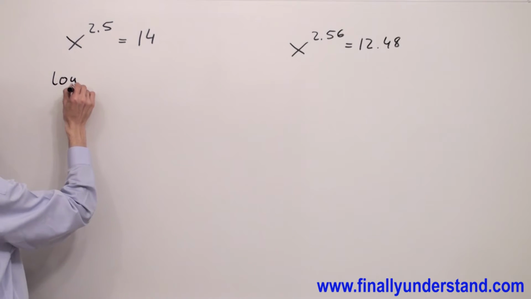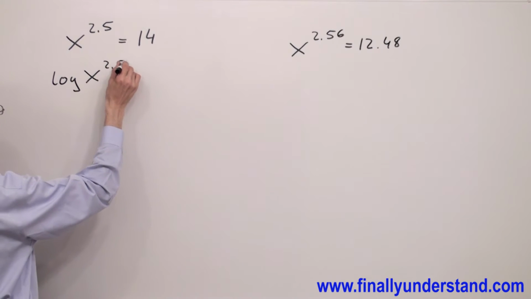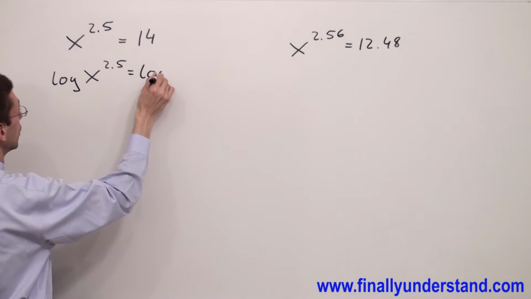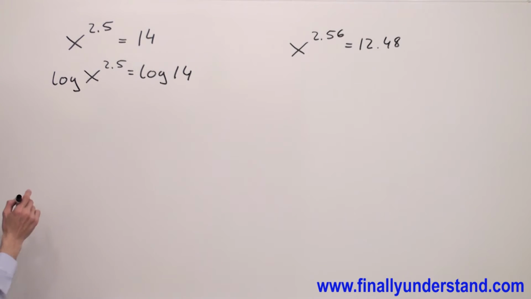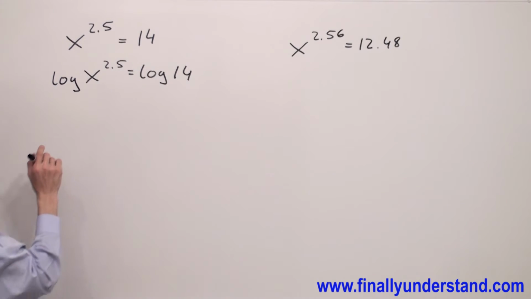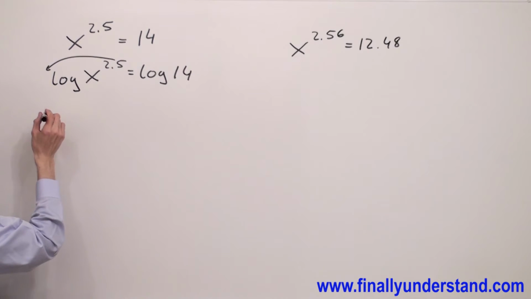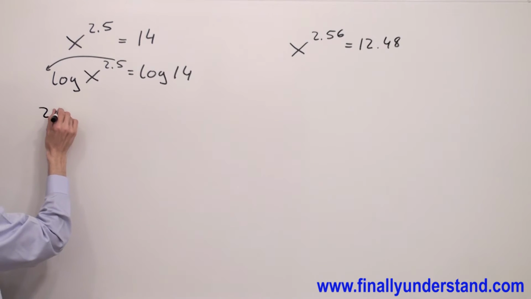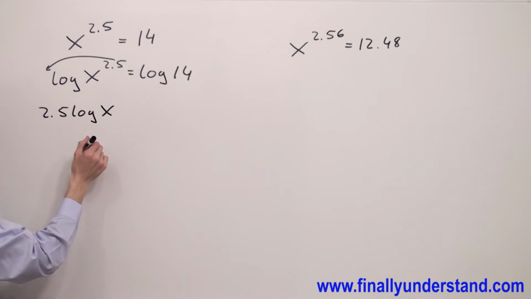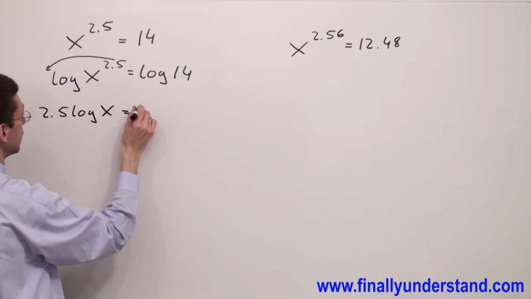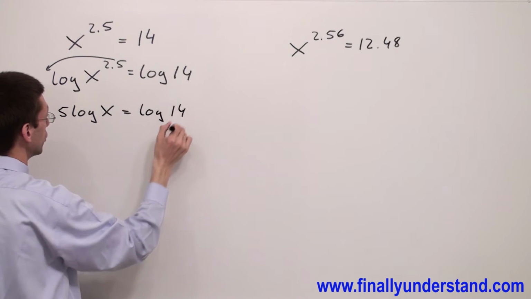log x to the power 2.5 is equal to log 14. Next, I'm supposed to use the property for the log of a power and bring this exponent to the front of the logarithm. And I'm going to have 2.5 log x is equal to log 14.